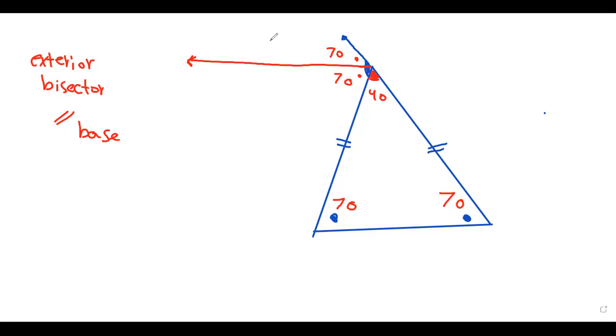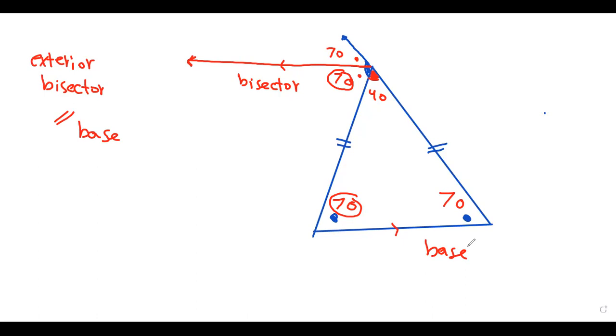What do you notice? We observe that the size of this angle is 70, the same as the size of this angle, and they are two alternate angles. So because they are equal, the exterior bisector is parallel to the base. Once again, in the isosceles triangle, the exterior bisector from the vertex angle is parallel to the base.